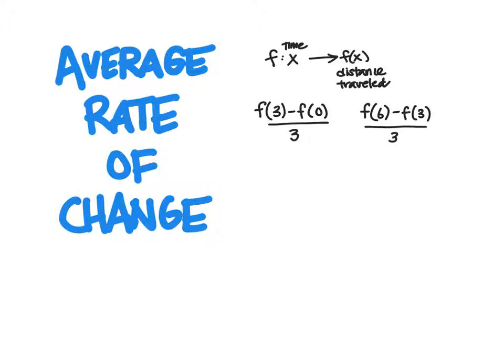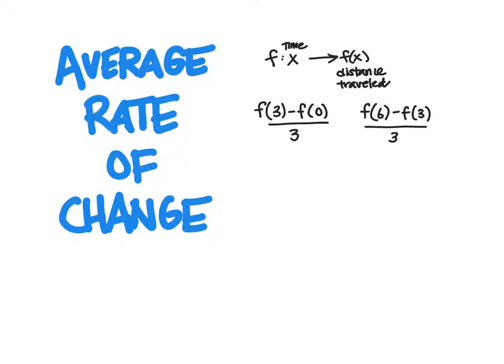We talked about what the average speed would be the next 3 hours of the trip. And we agreed that if we took the distance traveled 6 hours into the trip, subtracted off the distance traveled 3 hours into the trip, we would capture the exact distance traveled during those 3 hours and divide it by the amount of time that had elapsed.